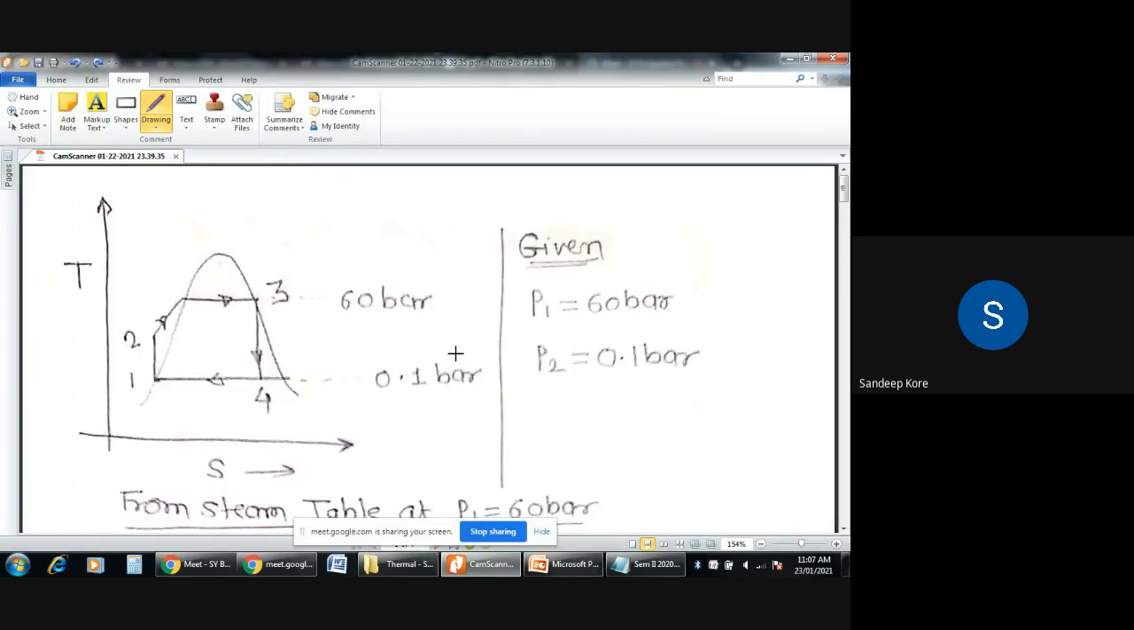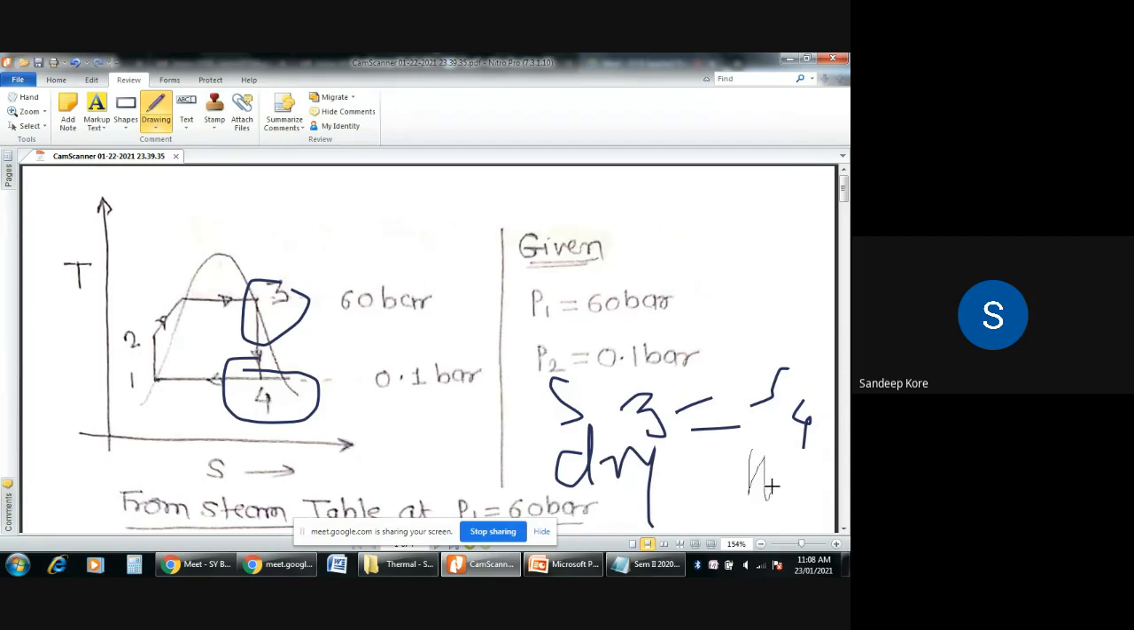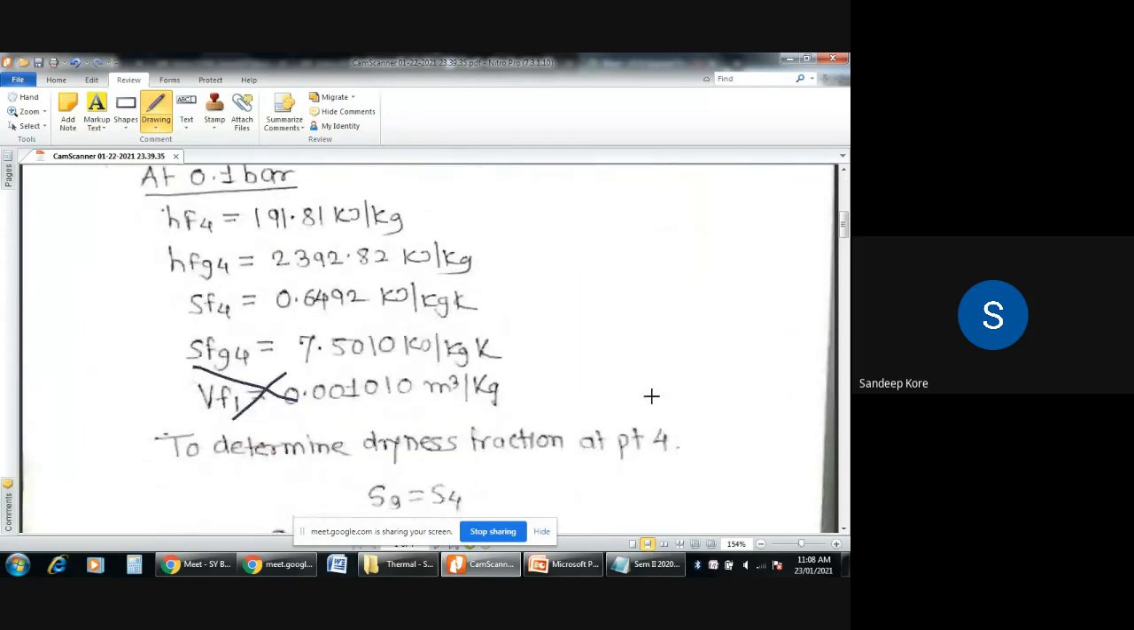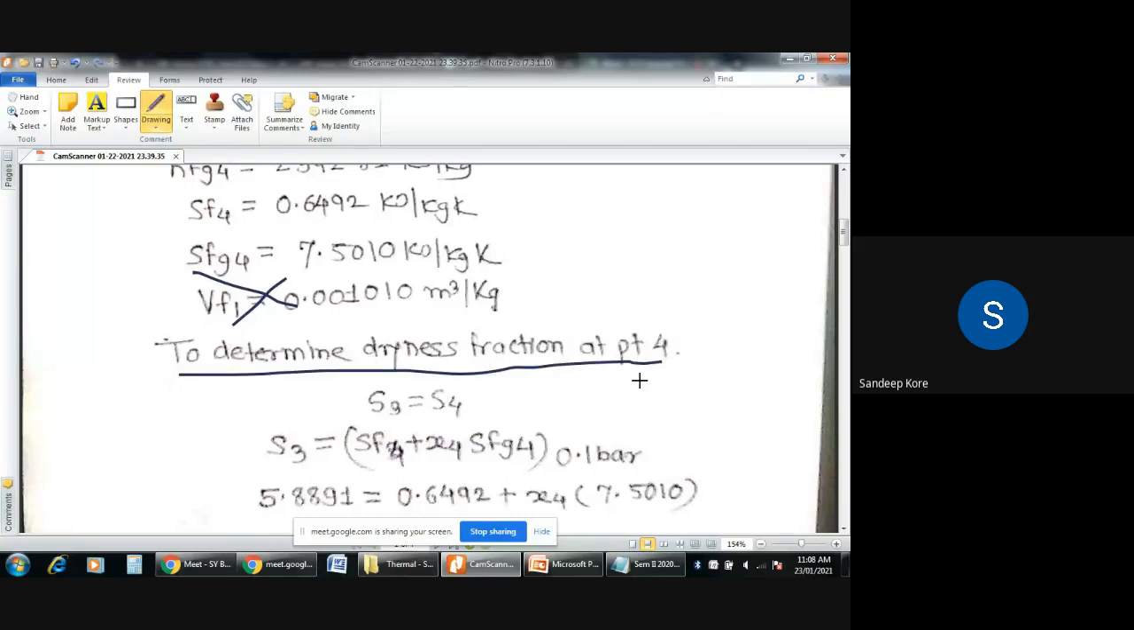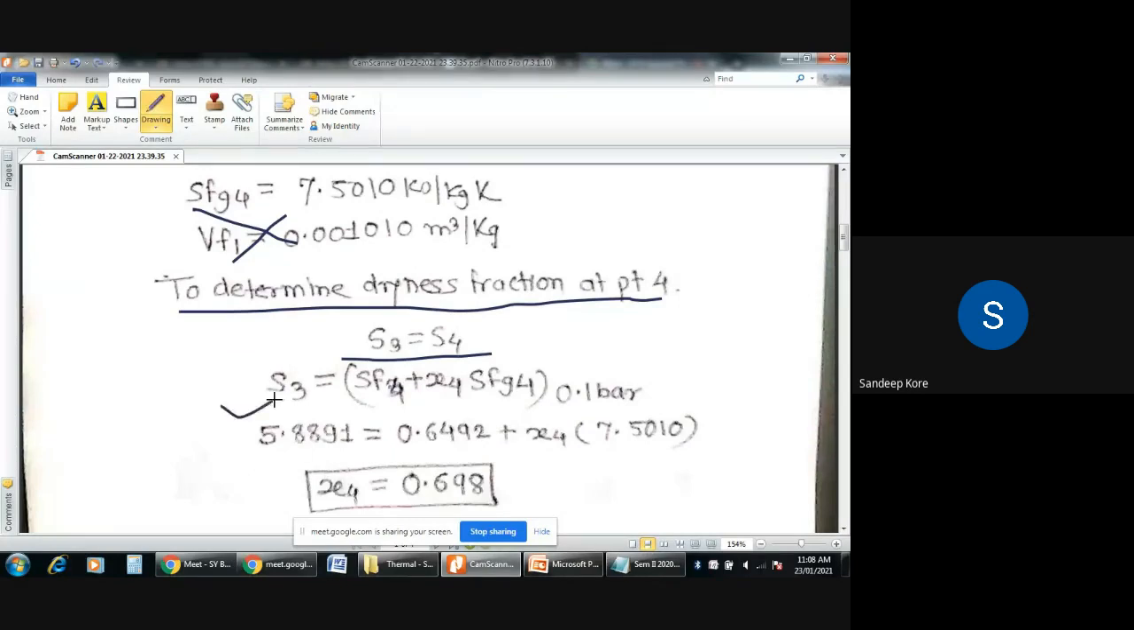We have to equate the entropy at point 3 and entropy at point 4. Why? Because 3 to 4 is an isentropic process during which entropy remains constant. So equate S3 is equal to S4. At point 3 the steam is dry and at point 4 it is wet. So we have to write the entropy formula for dry steam and for wet steam. To determine the dryness fraction at point 4, equating entropy at 3 and 4, we write S3 is equal to S4, the entropy of wet steam.